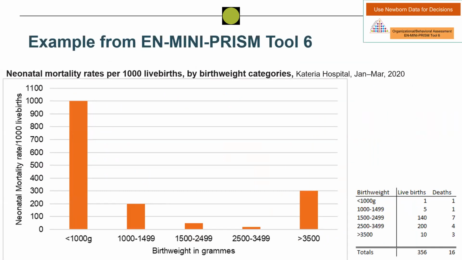This is an example case study from the EN-Mini PRISM Tool 6, which assesses organizational and behavioral factors that can impact on data collection and quality. For this question, respondents are asked to look at the graph and work through real examples of data use for decision making. For example, describing the birth weight mix for neonatal deaths in this hospital, calculating the overall neonatal mortality rate, and based on these data, prioritizing a birth weight group for improving quality of care.